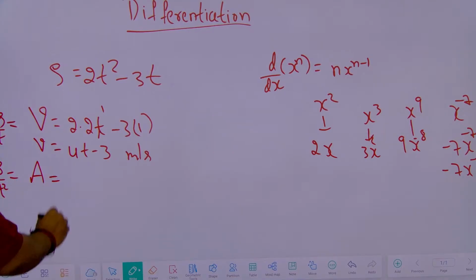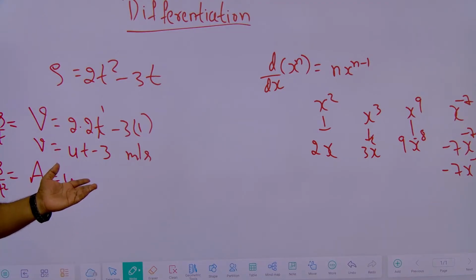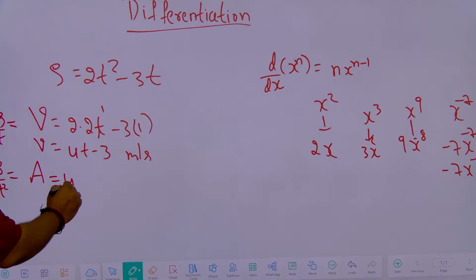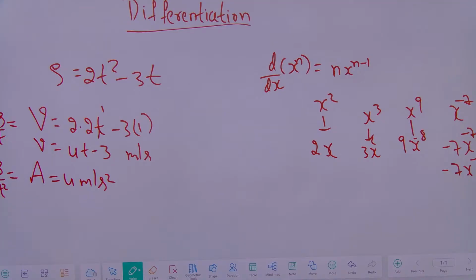So what will we get? Differentiation of 4t is what? 4. Differentiation of a constant is 0. What is the acceleration we got? 4 meter per second square.